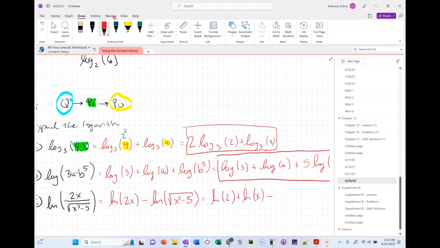Now let's look at the natural log of the square root of x cubed minus 5. Is there any multiplication going on there? No, right? It's just the stuff under the square root, so that's all going to just stay where it is.